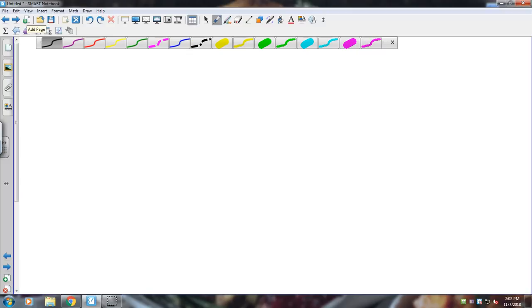Okay, number 17. 17 and 18 have to do with the slope formula. This is something you'll have to have memorized for tomorrow. Who can tell me what the slope formula is?